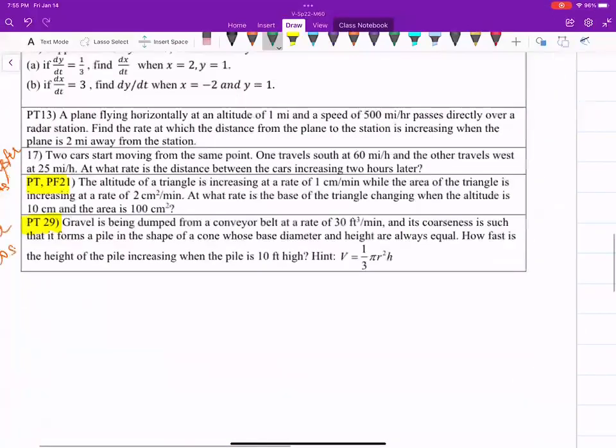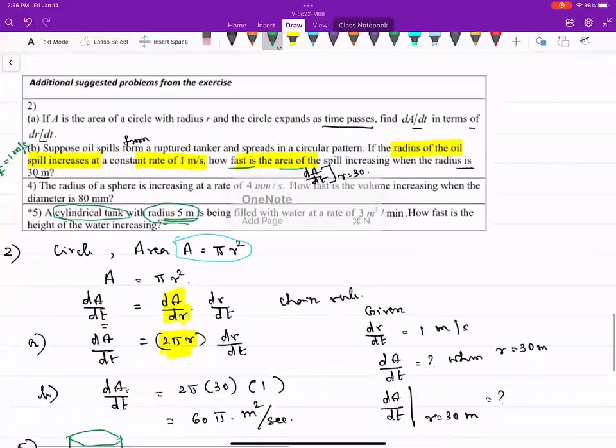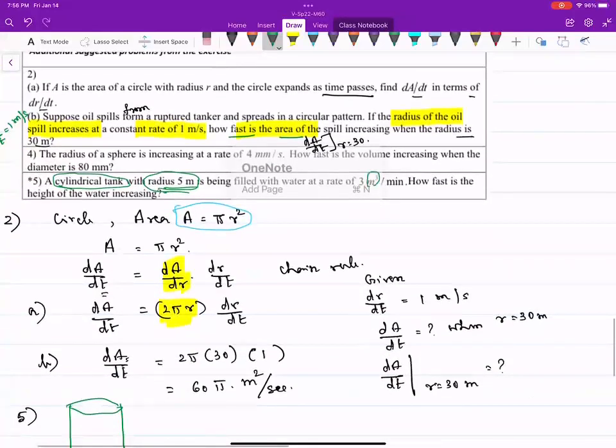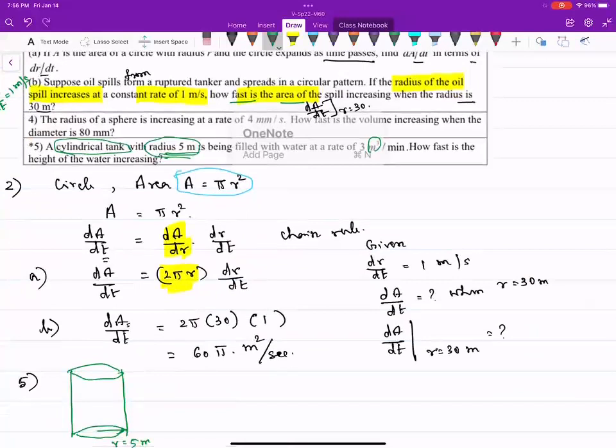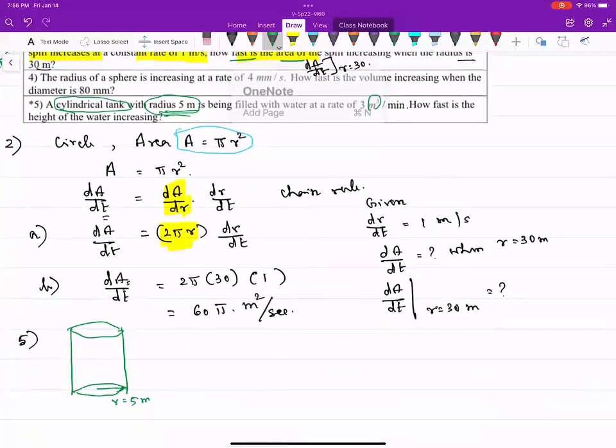So if you look at the actual problem, a cylindrical tank with radius 5 is being filled with water at a rate of 3 meter cube per minute. You see that meter cube there, they're telling us that it is the volume. If it is in square, it would be talking about the area. If it is cube, it means it's talking about the volume. So what is given in the problem, because it is per minute, is the rate of change of the volume, that is equal to 3 meter cube per minute.